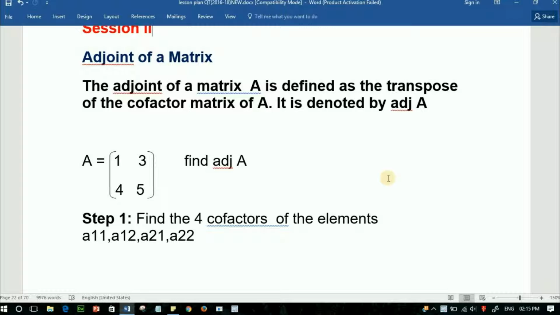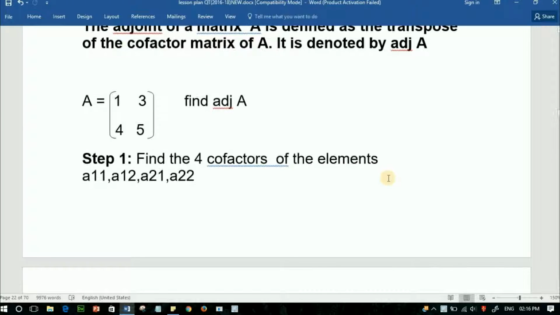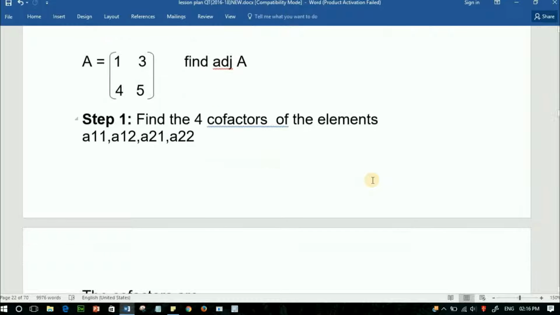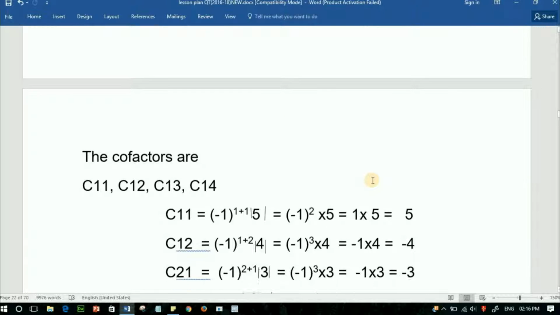Find the adjoint of A. Before discussing the adjoint of A, we are going to first discuss what is the cofactor of a determinant. Here A is equal to [1, 3; 4, 5]. The elements we represent by A11, A12, first row second element, A21, second row first element, A22, second row second element. For finding the cofactor of the element 1, that is A11, we denote it by C11.